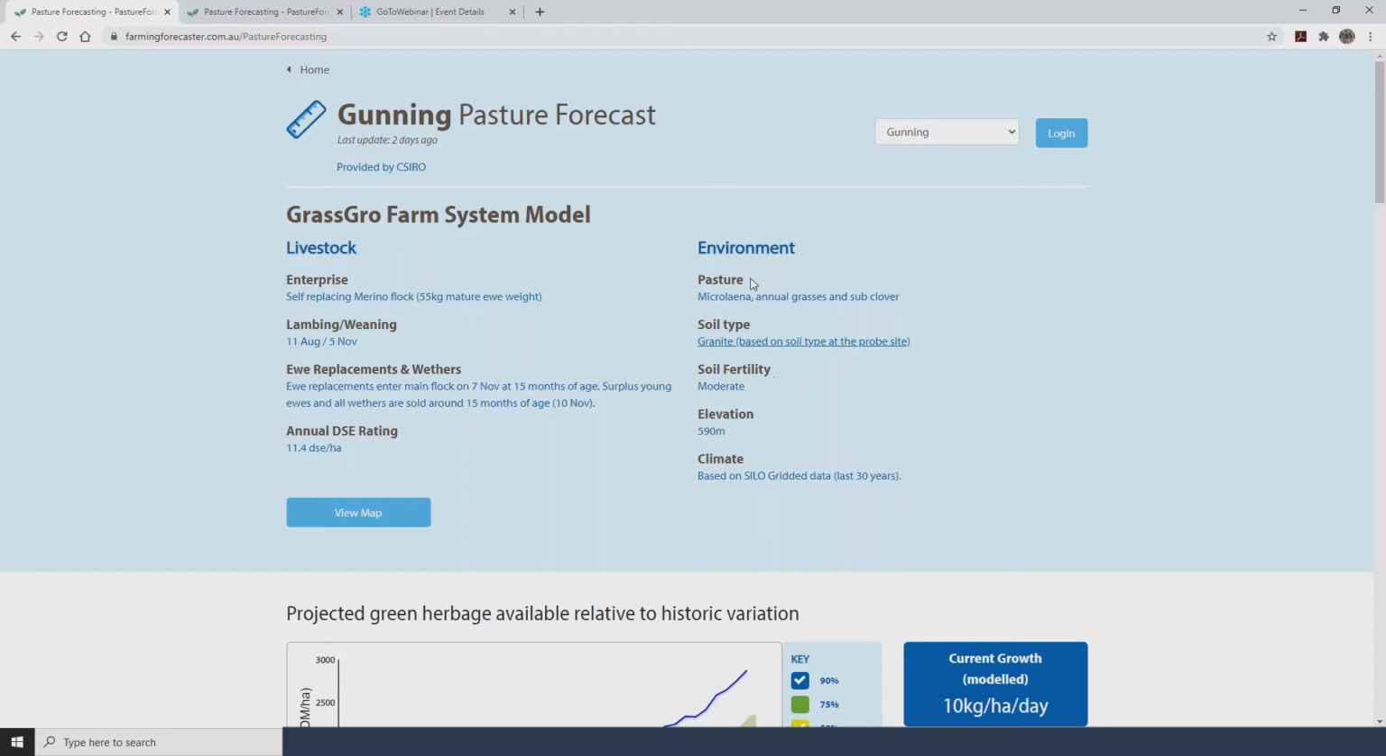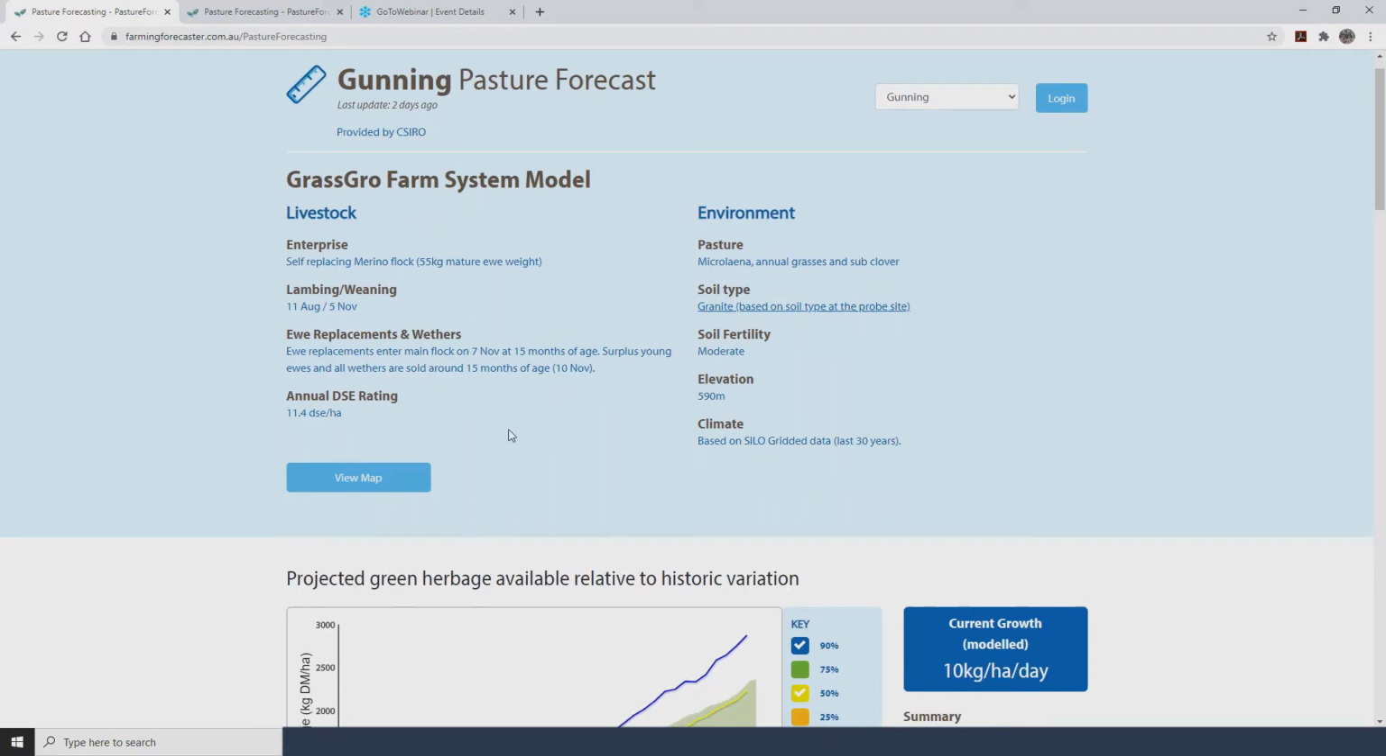On the right-hand side of the table, under the subheading environment, we have some information around what pasture is included for this location in the GrassGro model, or pasture mix, soil type, what sort of soil fertility the site is sitting at, elevation and climate. It's important to have a look at the information in this table because that will enable you to get a better handle on what the pasture forecast and other graphs are actually based around.